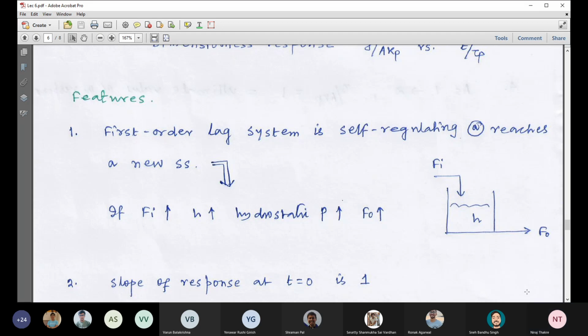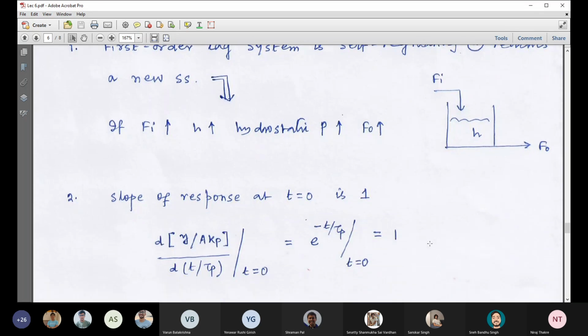Sir, it's 1. It is coming 1? Yes, sir. Anyone got 1? The slope is 1 at time equals 0. So the slope is 1.